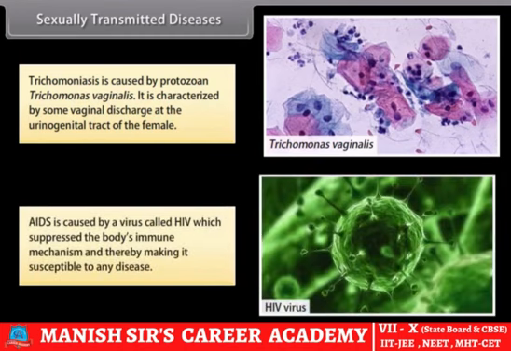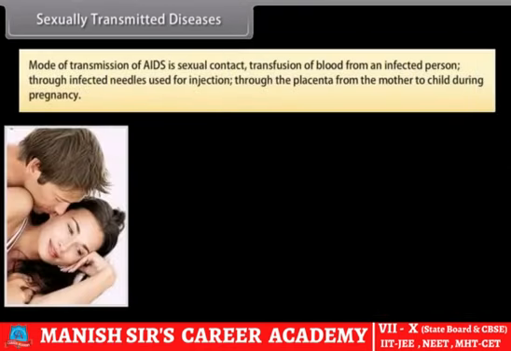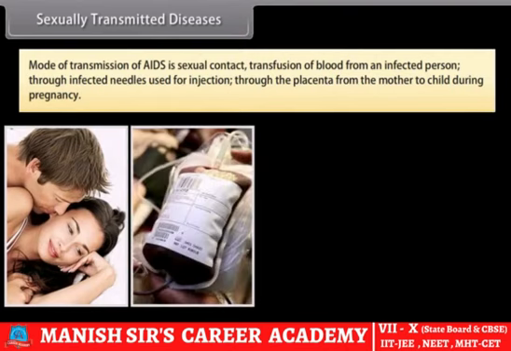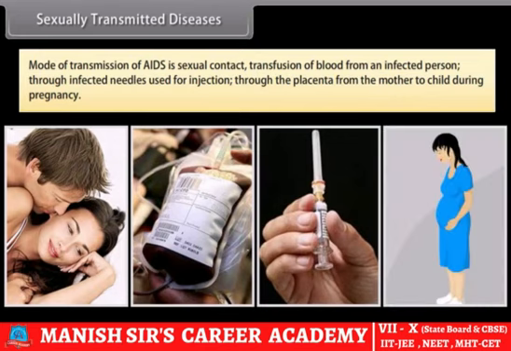AIDS is caused by a virus called HIV, which suppresses the body's immune mechanism and thereby makes it susceptible to any disease. Modes of transmission of AIDS are sexual contact, transfusion of blood from an infected person, infected needles used for injection, and through the placenta from the mother to child during pregnancy.